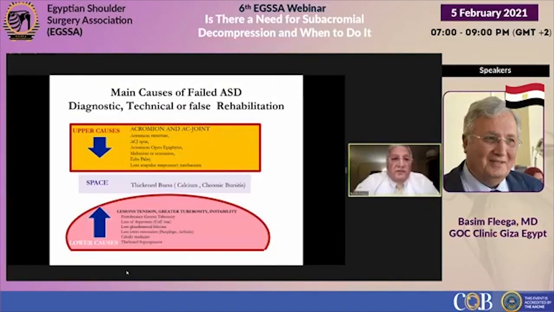So in general, the main causes of failed acromioplasty in our vision are diagnostic, technical, or false rehabilitation. And the causes may come from incorrect or technical problems, from superior causes involving the acromion or AC joint, or from inferior causes involving the tendon, the greater tuberosity, and instability, or causes in the space itself.